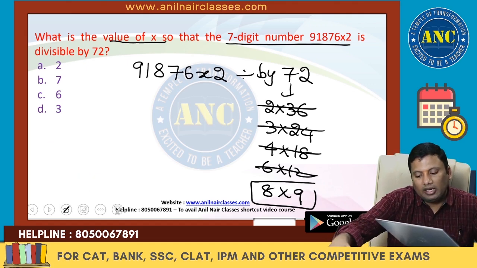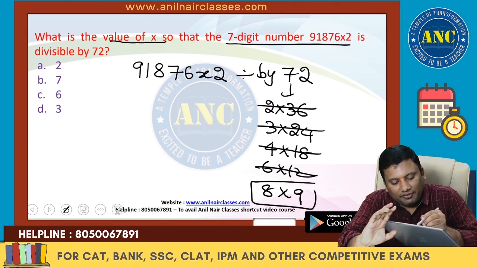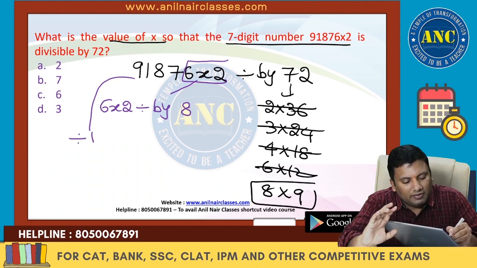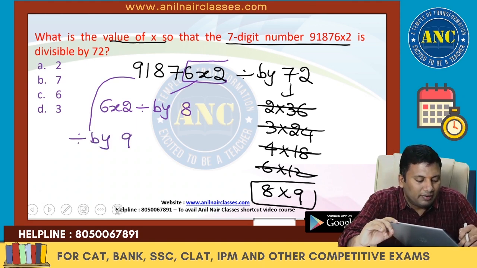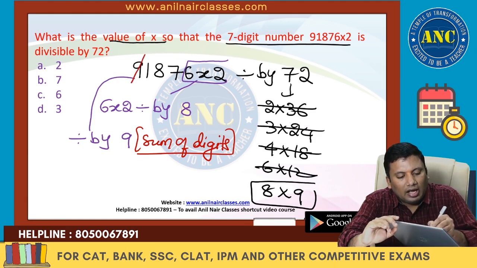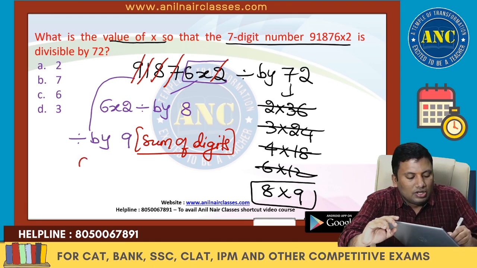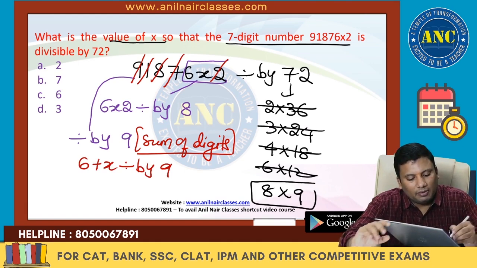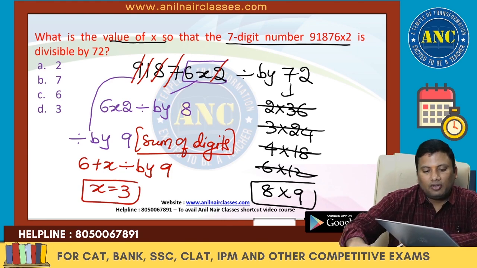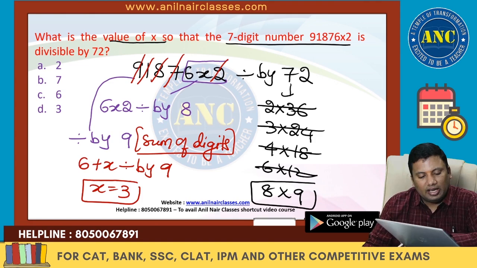Now see here. What is the value of x? First of all, x is in the last 3 digits. Last 3 digits should be divisible by 8, and this entire number should be divisible by 9. What is the divisibility rule of 9? Sum of the digits should be divisible by 9. 9 out, 8 plus 1 out, 7 plus 2 out. 6 plus x should be divisible by 9. X value is nothing but 3.